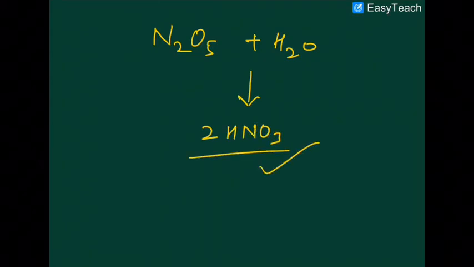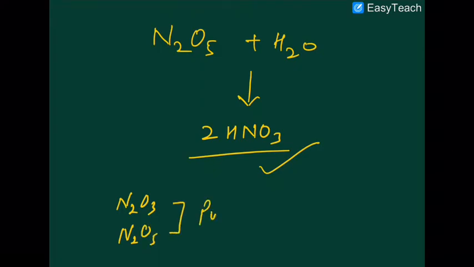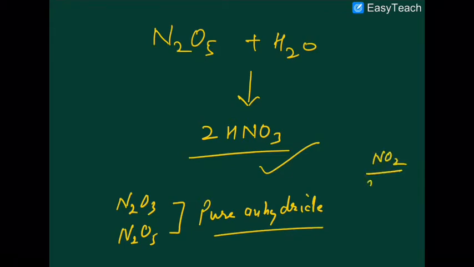So N2O3 and N2O5 are pure anhydrides, while NO2 is a mixed anhydride. You have to keep this in your mind.